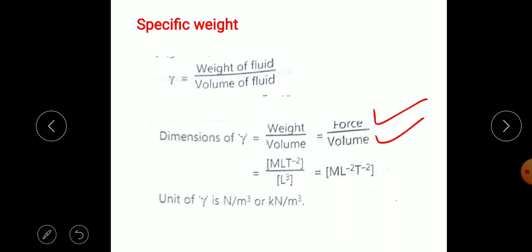So the unit of gamma is, force unit is Newton and volume unit is meter cube. So Newton per meter cube or kilonewton per meter cube. So this is specific weight, that is the weight per unit volume of the fluid.